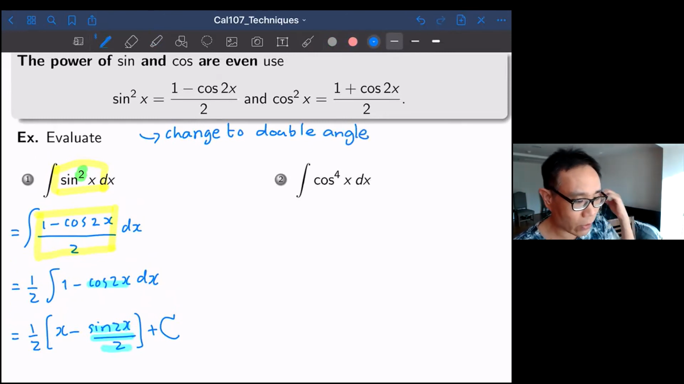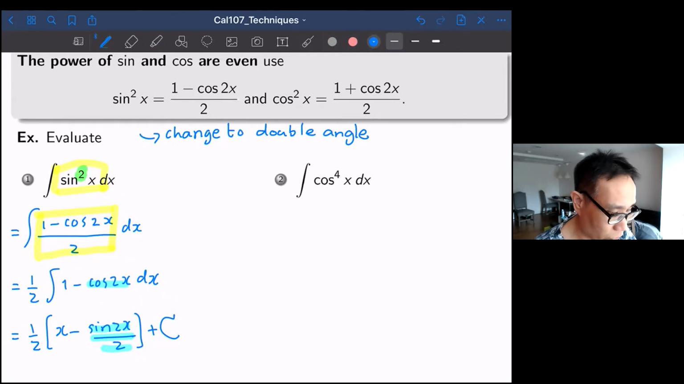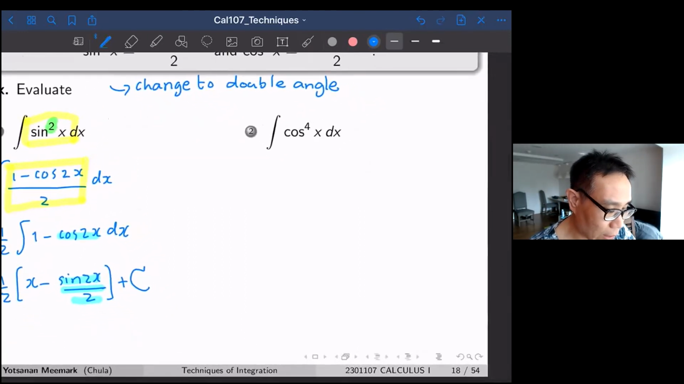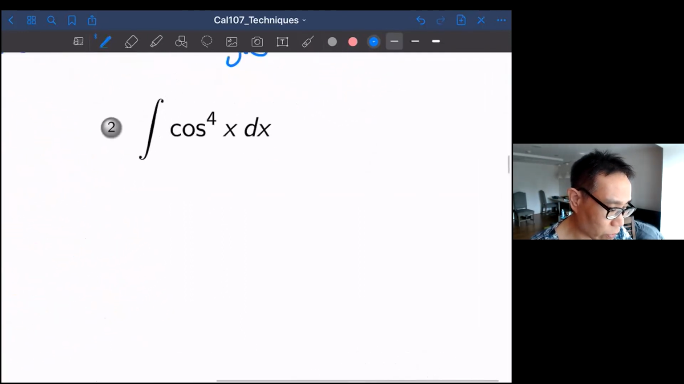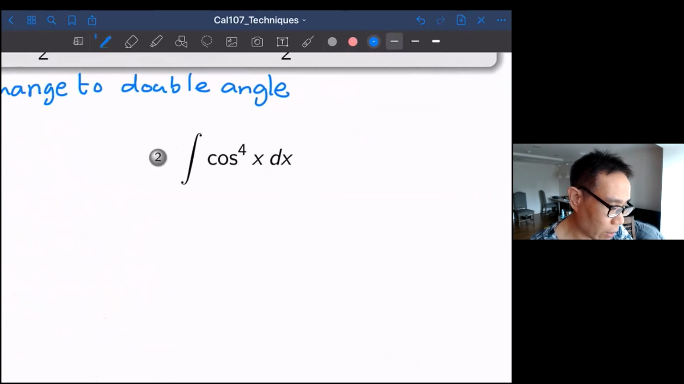And you recall that integrate cos 2x equals sine 2x over 2, and integrate sine 2x is going to be negative cos 2x over 2. So that's the basic one. Okay. The next one, you'd like to integrate cos to the fourth dx. You see this one is going to be an even power of cosine again.